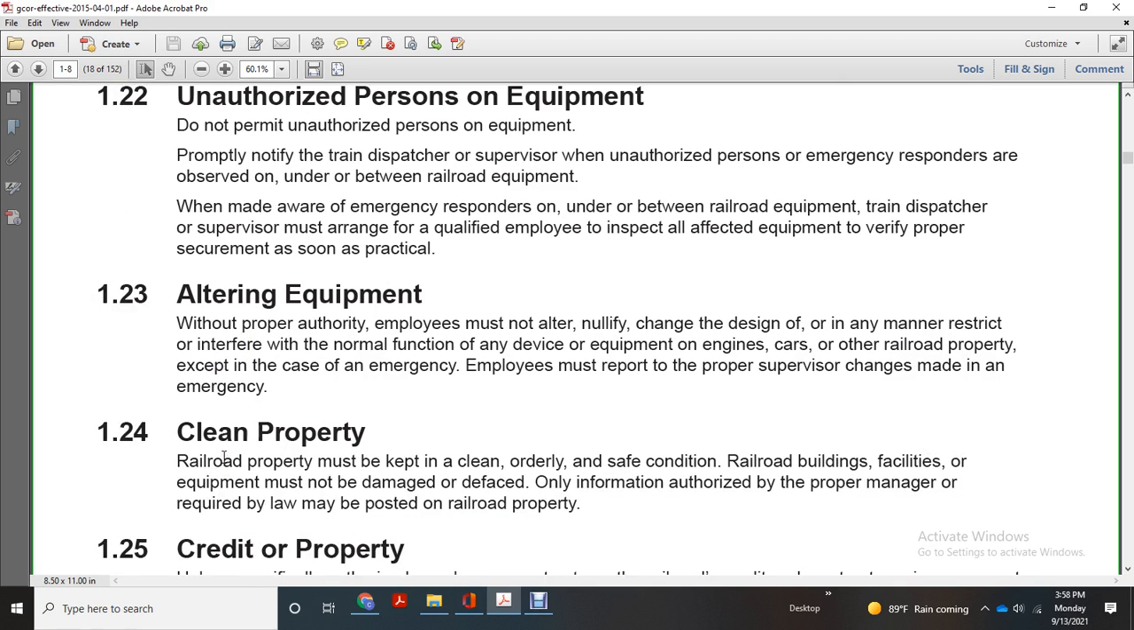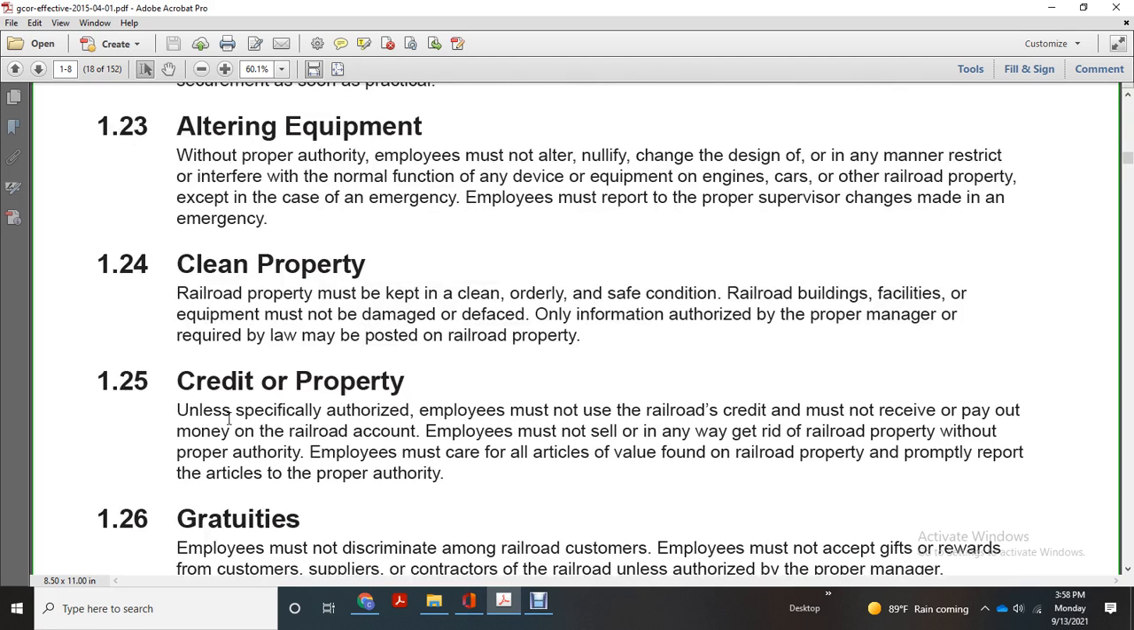129. Clean property. The railroad must be kept in a clean, orderly, and safe condition. Railroad buildings, facilities, and equipment must not be damaged or defaced. Only information authorized by the proper management or required by law must be posted on railroad property.